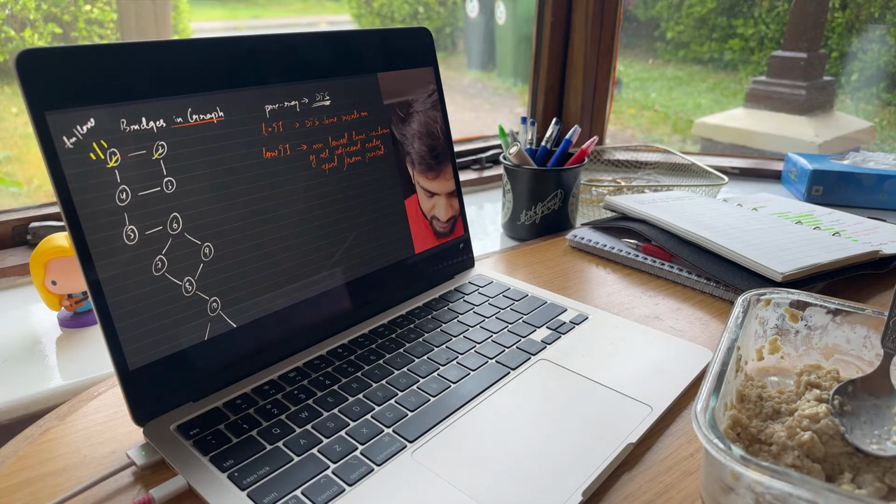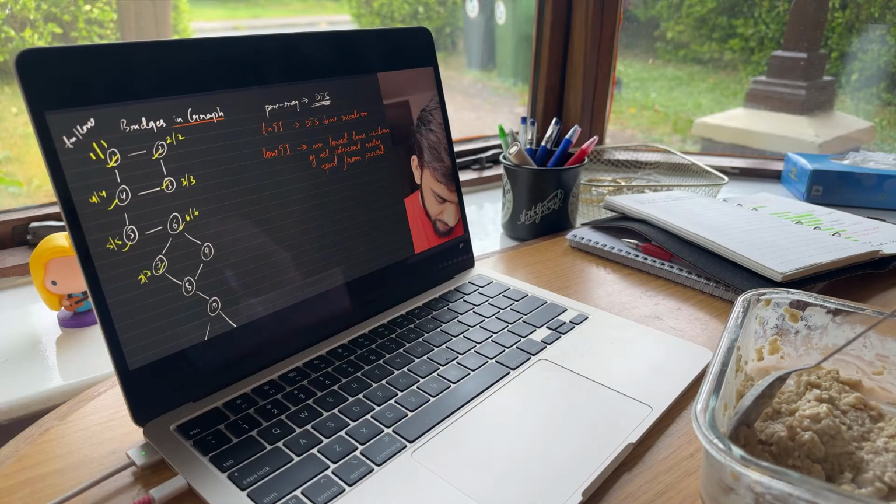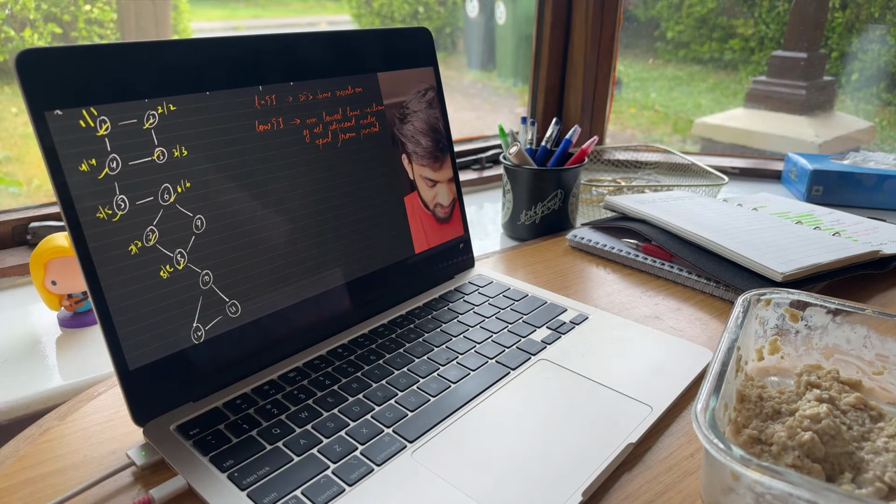Next, it will go to 2. It is marked visited, and the time of insertion is 2 and the lowest time is 2. Next is 3, 3 by 3. Next is 4, 4 by 4. Next is 5, 5 by 5. Next is 6, 6 by 6. Please make sure you mark it visited. Okay. Next is 7, 7 by 7. Next is 8, 8 by 8. Next is 9, 9 by 9.